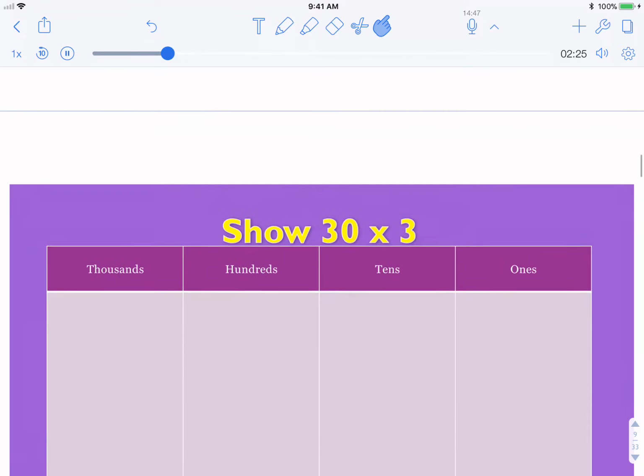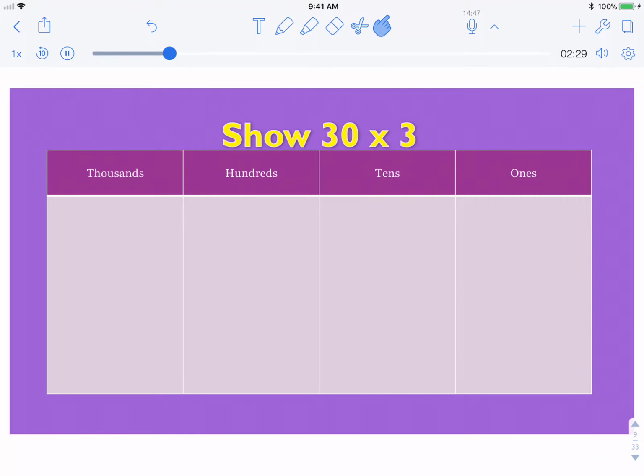Okay, show me 30 times 3. Could you do this by pulling a 10 out, maybe? Remember what you did yesterday. Pause it and see if you can figure it out.